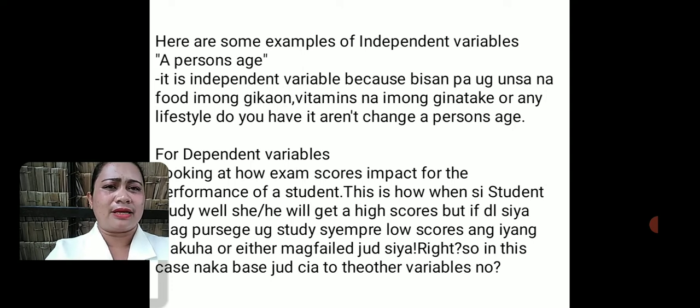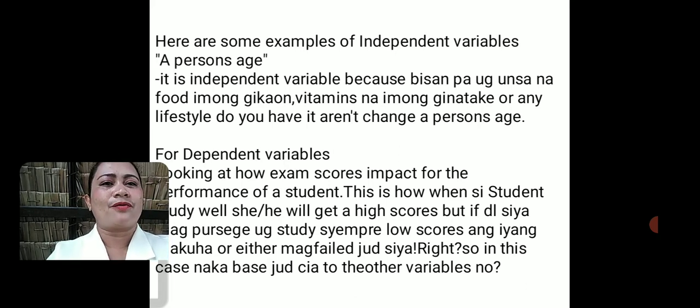So a person's age. Why is it an example of an independent variable? It is an independent variable because whatever food you eat, vitamins you take, or any lifestyle you have, it doesn't change a person's age, right? So when you say a person's age, no matter what you do, it won't change, it remains their age, right?